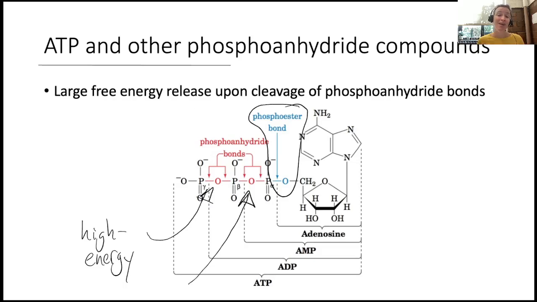Cleavage of that bond is not considered to be high energy because it does not release this big amount of energy. So here you can see why, if we were left with only 1 phosphate, like there is in AMP, it is considered a low energy signal because its bond is not high energy, whereas ATP, having these higher energy bonds that can be cleaved to release energy, is considered a high energy signal.